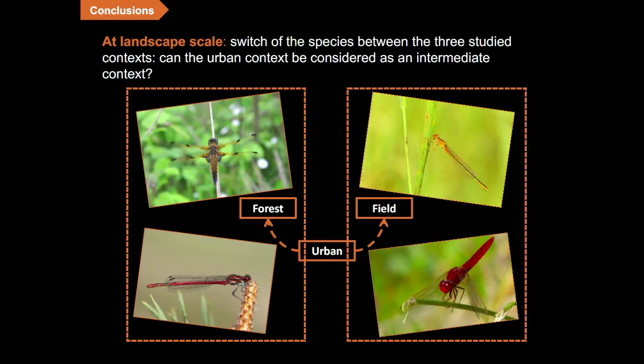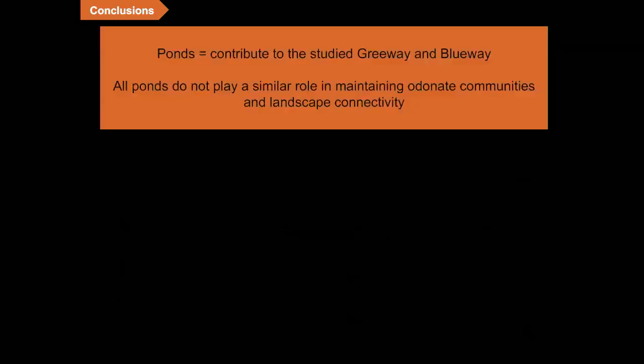To conclude, at the landscape scale, we have a switch of species between our contexts, and especially between forest context and field context. And in terms of management, it's very important information. Ponds contribute to the studied greenway and blueway, and not all ponds play a similar role in maintaining odonate communities and landscape connectivity.